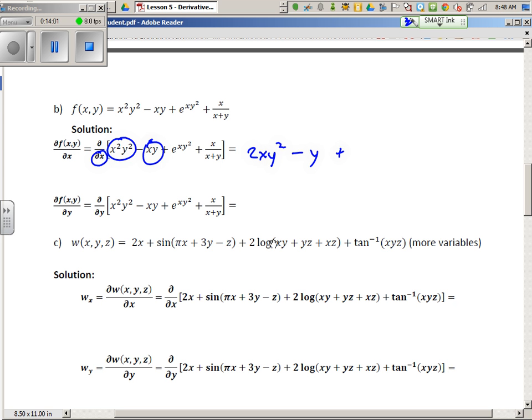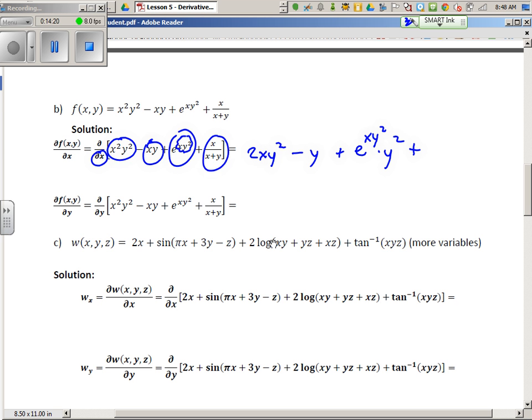Okay, the next one says e to the xy squared, but y is a number. So this just becomes e to the xy squared. If you want to multiply by the derivative of the inside, so to speak, y squared is like a number. So that comes out.